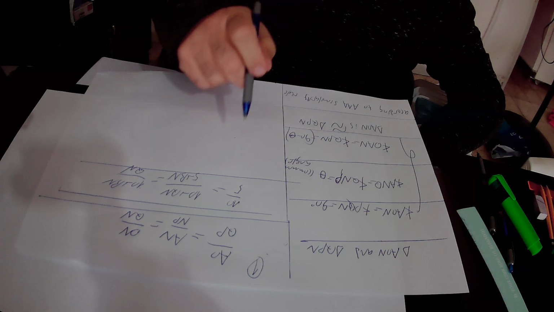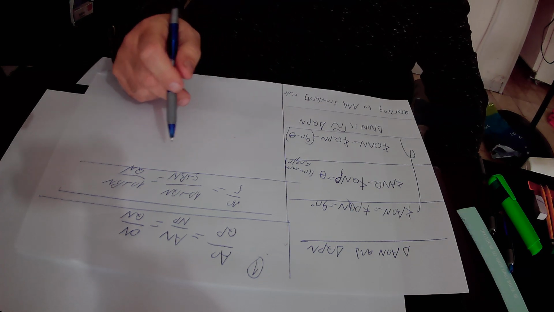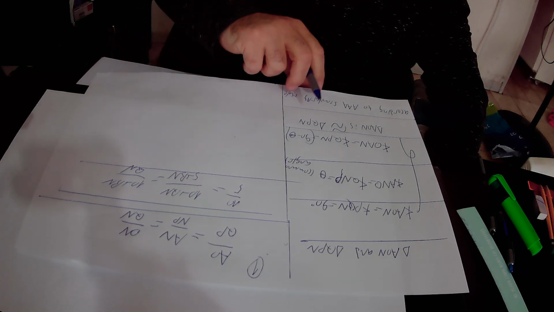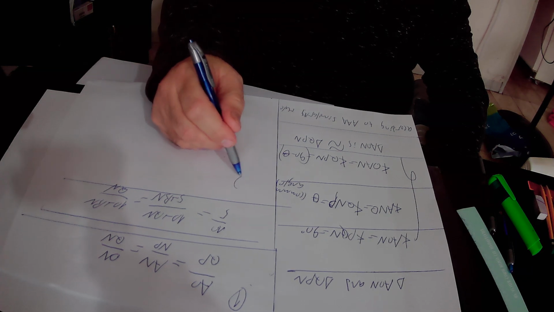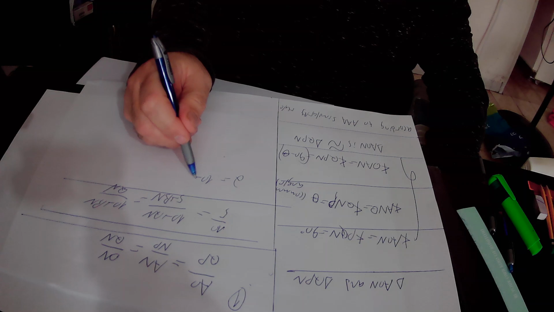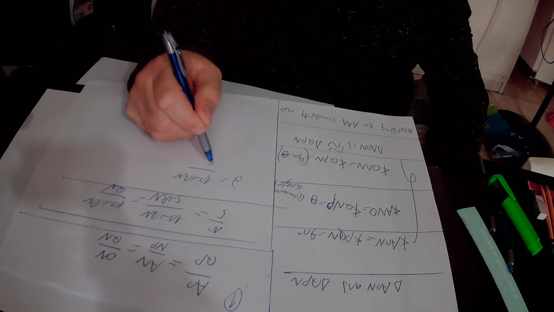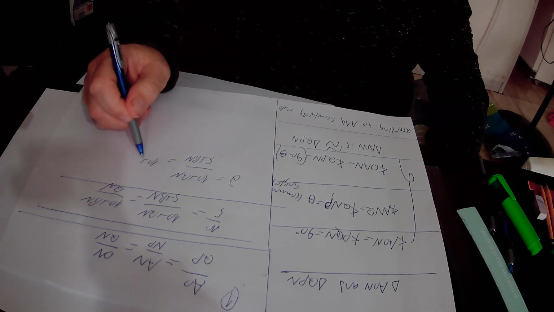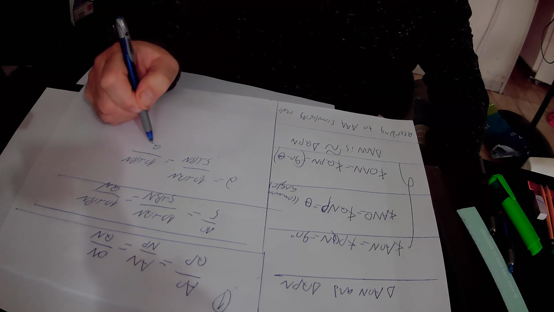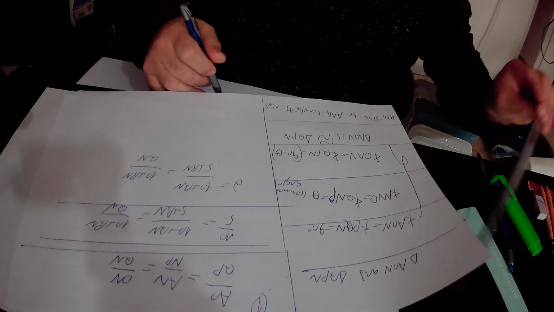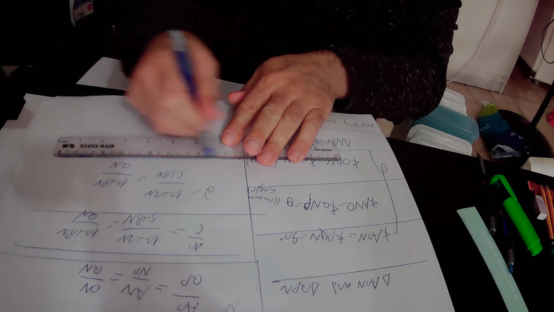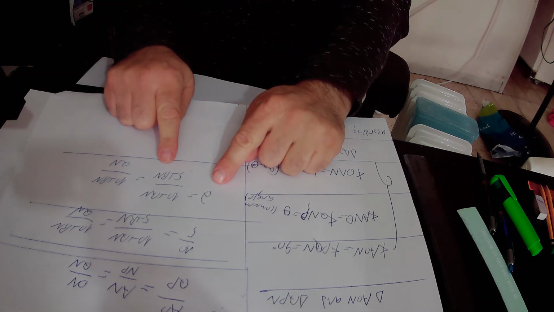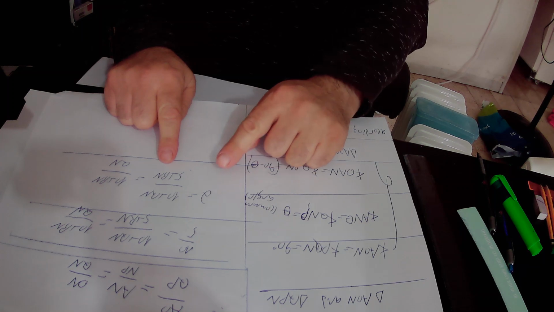In conclusion, we found that 5 over 10 equals 10 plus QN over 5 plus BN, and it also equals 10 plus BN over QN. 10 over 5 is 2. This equals 10 plus QN over 5 plus BN, and it equals 10 plus BN over QN. Those two sides are equal to each other, therefore we create equation number 1 from those two sides.